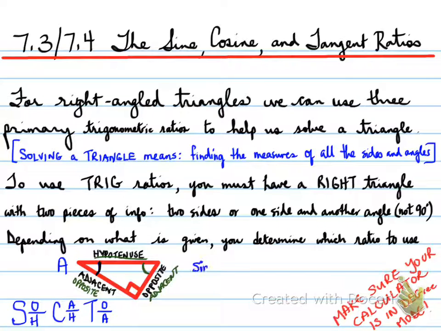Okay, so sine of angle A is equal to opposite over hypotenuse. Cosine of angle A is equal to adjacent over hypotenuse. And tangent of angle A is equal to opposite over adjacent. What's important to note here is all of these values are not called sin, cos, and tan, but actually sine, cosine, and tangent.